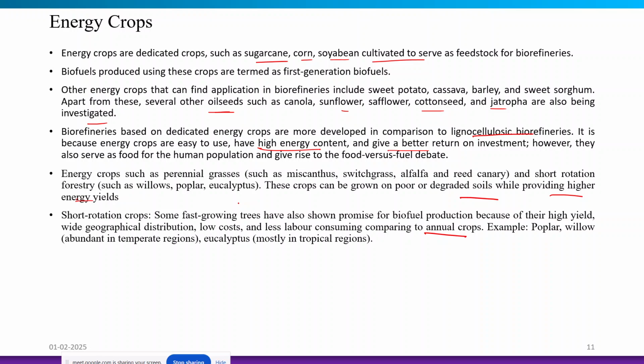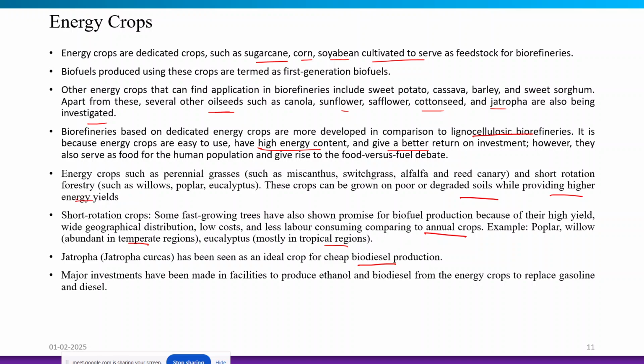Poplar and willow are abundant in the temperate regions. Eucalyptus is abundant mostly in the tropical regions. Jatropha is being highly researched and is highly effective as an ideal crop for cheap biodiesel production.